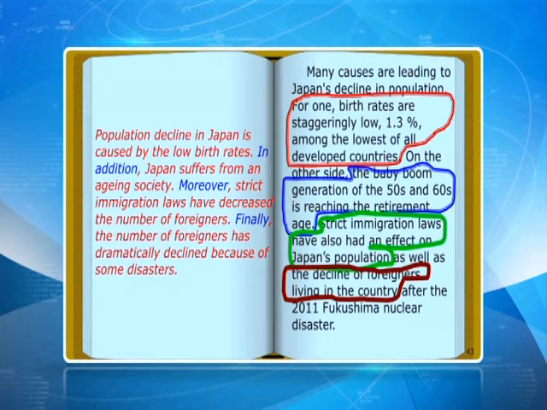Then we have to link the second sentence with the third one. Moreover, strict immigration laws have decreased the number of foreigners. Now I'd like to finish my paragraph. I'd like to give my fourth sentence, so I have chosen the linker or the cohesive device. Finally, the number of foreigners has dramatically declined because of some disasters. As I have already said, this is not the only option. You can think of better paragraphs, okay, to get full marks, of course.